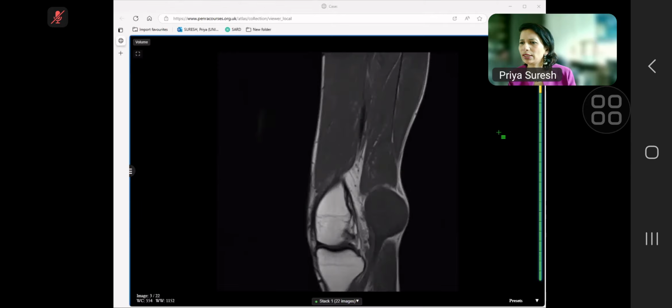Okay, so I'm showing you now the T1 and STIR. On the STIR images, the lesion is bright. There is no surrounding structural infiltration, and the ligaments and the menisci in the knee appear normal. I would like to see the post-contrast window if available.